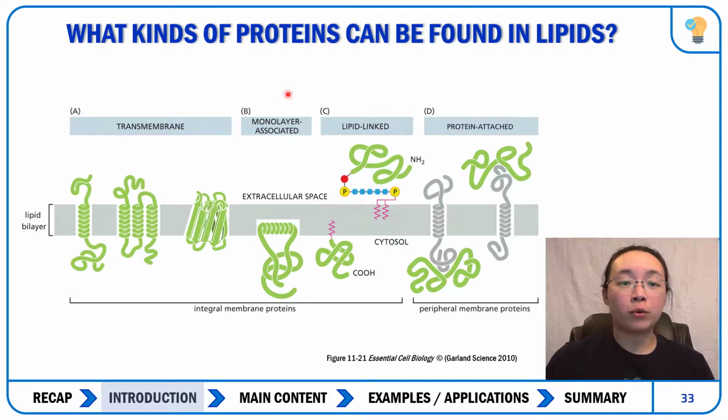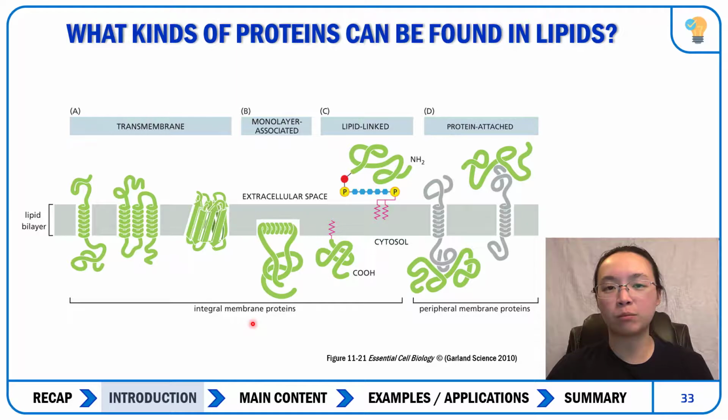Specifically, what kind of proteins can be found in lipids? These are different types of transmembrane proteins. So these are just different examples. You have integral membrane proteins, which is this entire area here, which basically explains proteins that actually insert into the membrane. However far, it doesn't matter. Ones that go straight through are transmembrane. Ones that go through one layer only are called monolayer associated. Ones that are linked to lipids at the top, kind of here, are just called lipid linked.